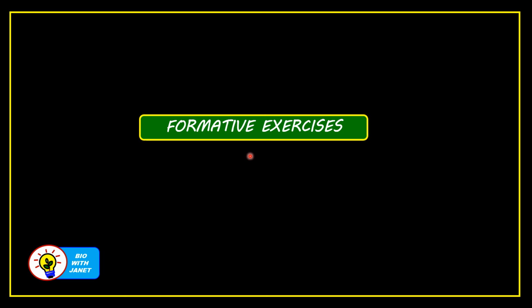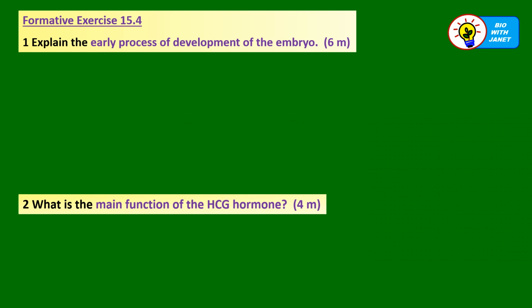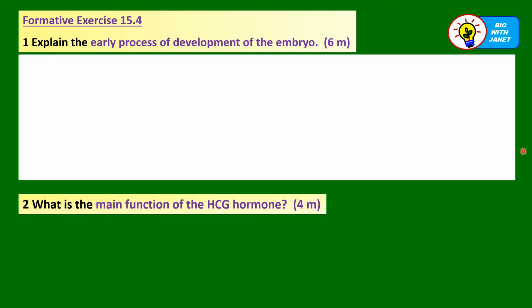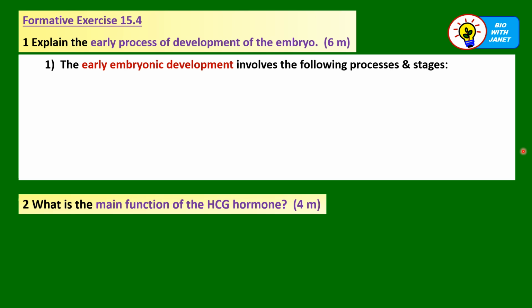Finally, let's discuss some formative exercises on this topic. So formative exercise 15.4. Number 1, explain the early process of development of the embryo. 5 marks. Now you can try the question yourself first, and then check the answers later. Okay, so let's look at the answer now. So the early embryonic development involves the following stages and processes.